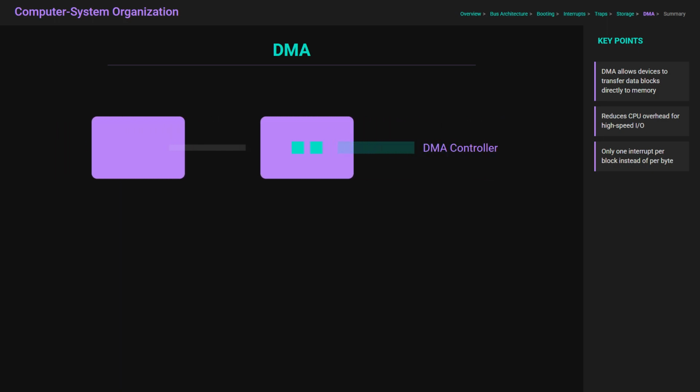For high-speed I/O, such as disk or network access, we use direct memory access or DMA. This allows the device controller to transfer an entire block of data directly to or from main memory without help from the CPU. Consequently, only one interrupt is generated per block of data rather than per byte, allowing the CPU to remain focused on other tasks.